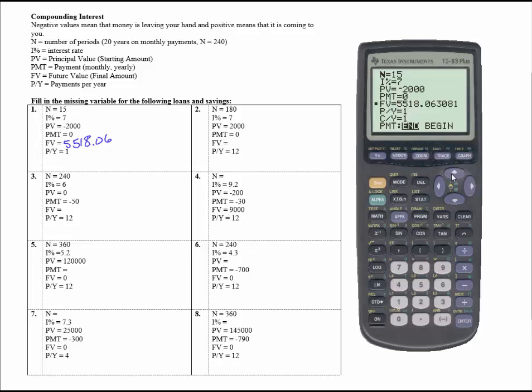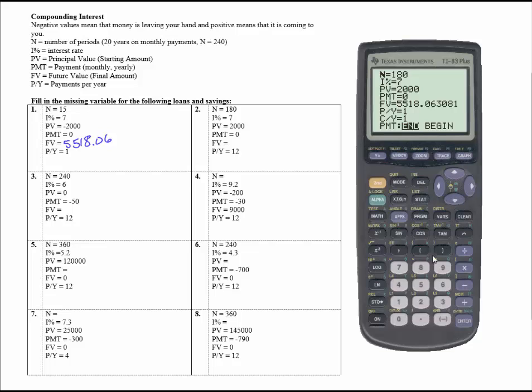Good. Number 2, you'll notice we go up here and we're just like, oh yeah, look at this. We can do this guy. We go up to where N says 15 and we say, no, we want N as 180. So there are 180 payments going on at a 7% interest rate. Now this is a positive 2,000, which means the person is taking out a loan. Money is coming to them. And we want to find out what the future value is.